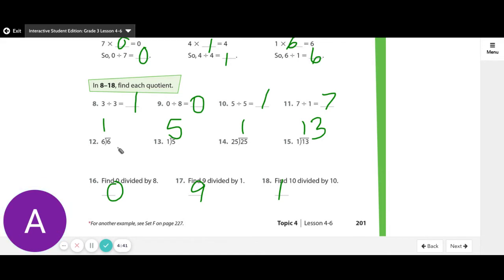So 6 divided by 6 is 1. 5 divided by 1 is 5. 25 divided by 25 is 1. 13 divided by 1 is 13. 0 divided by 8 is 0. 9 divided by 1 is 9, and 10 divided by 10 is 1.